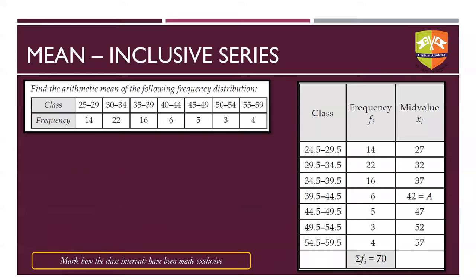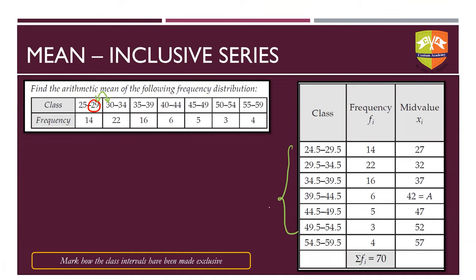Okay, so what happens if there is an inclusive series? You have to be a little careful. This is an inclusive series where you can see 29 is inclusive, right? The upper limits are included in the class itself. So what do you need to do? You have to find the midpoint of 29 and 30, so 29.5. So how to make it exclusive? Half here, half there. You add half to 29, reduce half from 30, and you start getting all these series. So 30.5, 35.5, 39.5, 40.5, 44.5, like that. So you can see how.